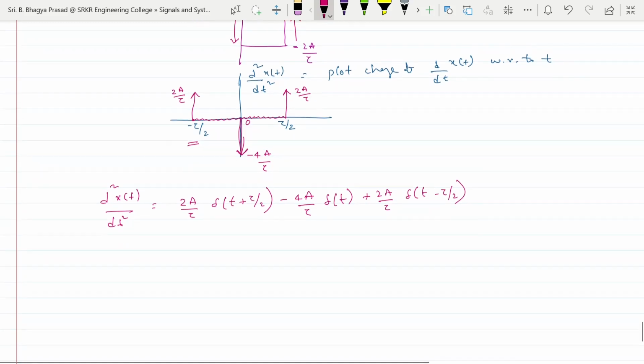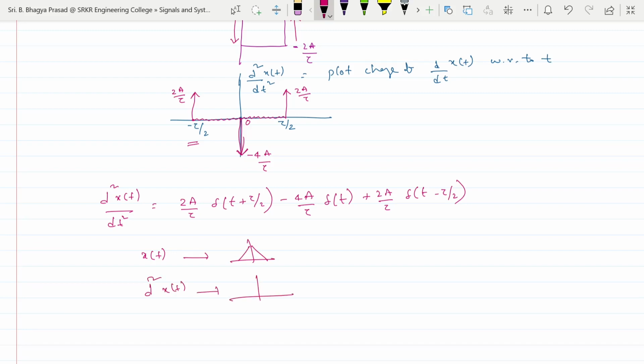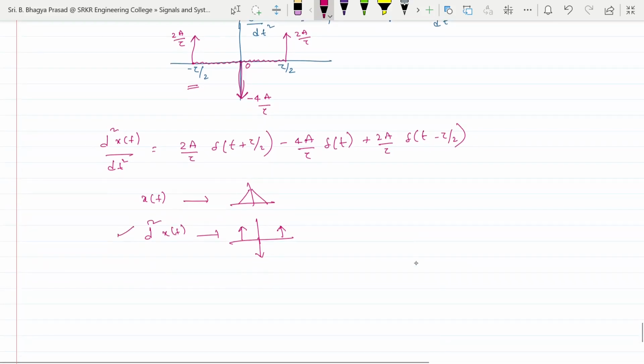So we got an expression which represents the second order derivative of x of t in terms of impulses. x of t is a triangle, but the second order derivative of x of t is impulses like this. Here we use the Fourier transform properties for this one. So I apply the Fourier transform for both sides.